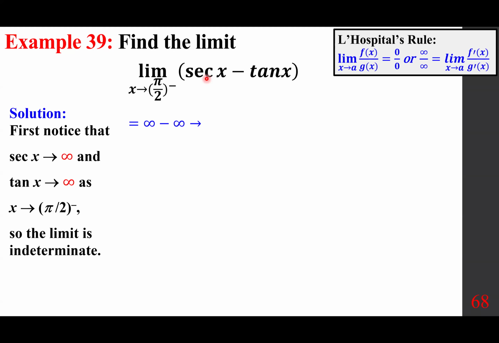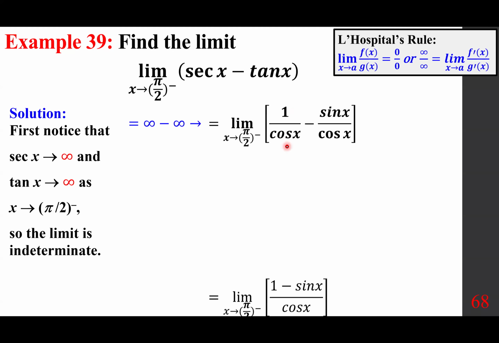Secant is 1 over cosine. This is sine over cosine. We replace them. And over here, pi over 2, remember, cosine is 0. But pi over 2 from the left, we are in the first quadrant where every trigonometric function is positive. So it's on the positive side. Same thing happens here. Sine is 1, cosine is 0. And so in essence, you get infinity minus infinity. You can see it here.